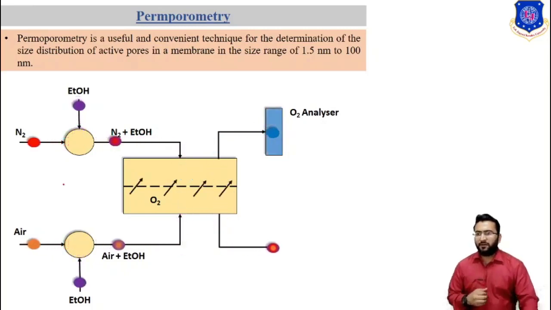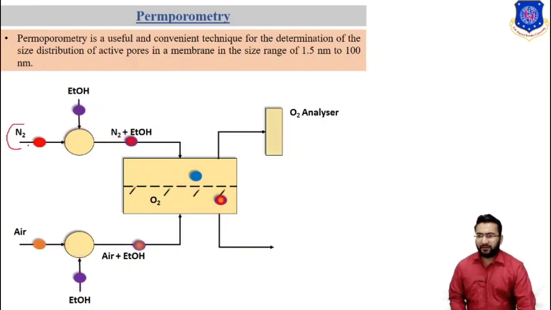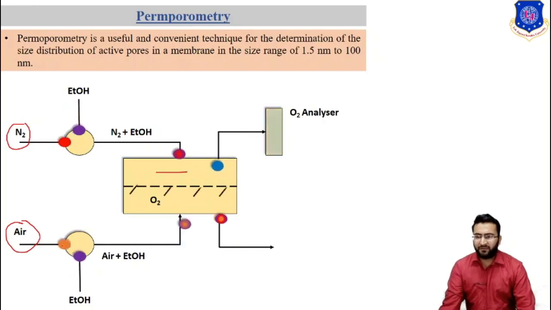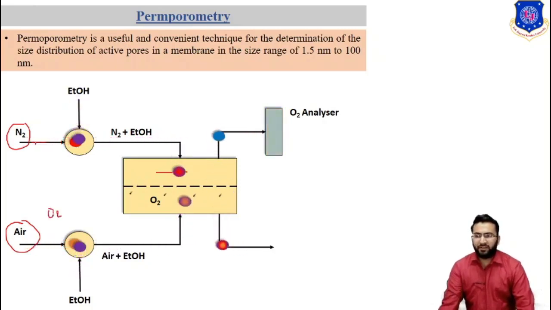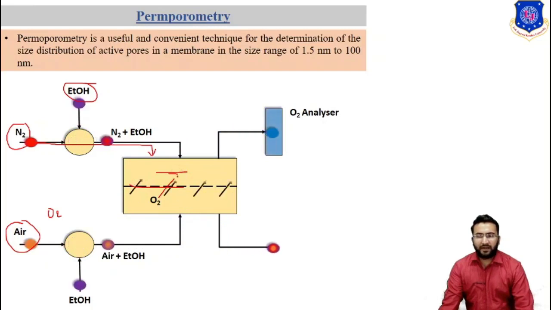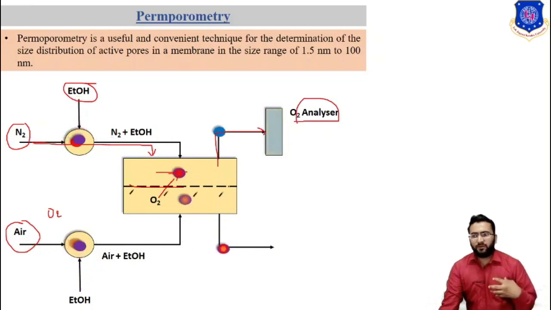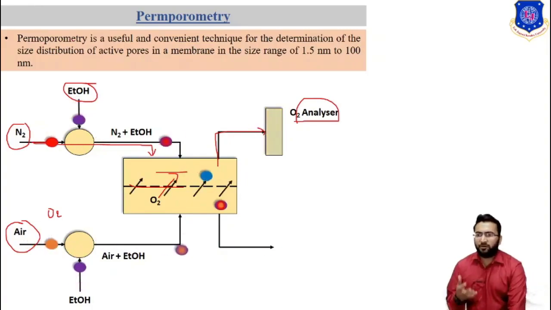So in this method, first we apply nitrogen on the feed side, and for the second side we apply air, in which there is O2. Both of these go to the membrane assembly using a carrier of ethanol. Through this membrane only the O2 can pass, and with this O2 analyzer we can analyze the level of O2 and find out the pore size distribution across the membrane. So this is all about this method.